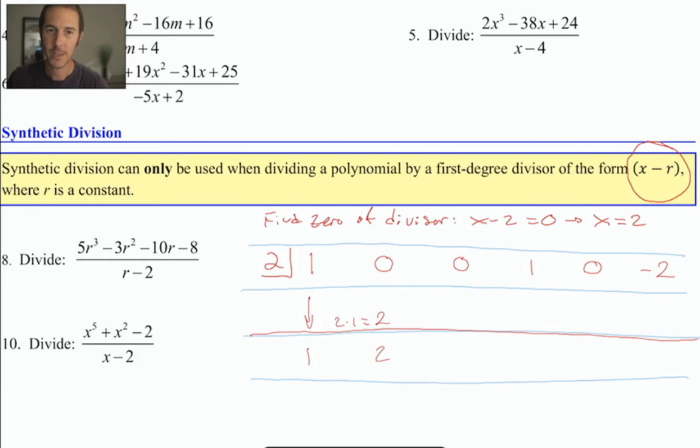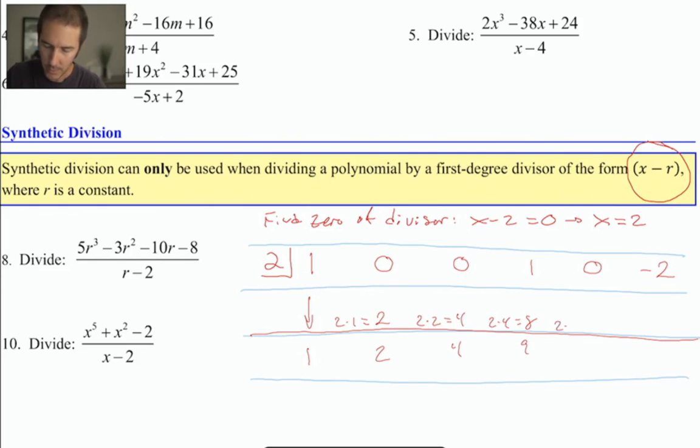Okay, now let's repeat the process. The number from the box times the number below the line, that's a 2 times a 2. That's equal to 4, and we add vertically. 0 plus 4 gives us 4. Repeat the process. 2 from the box times 4 from below the line. 2 times 4 equals 8. Add vertically, we get 8.